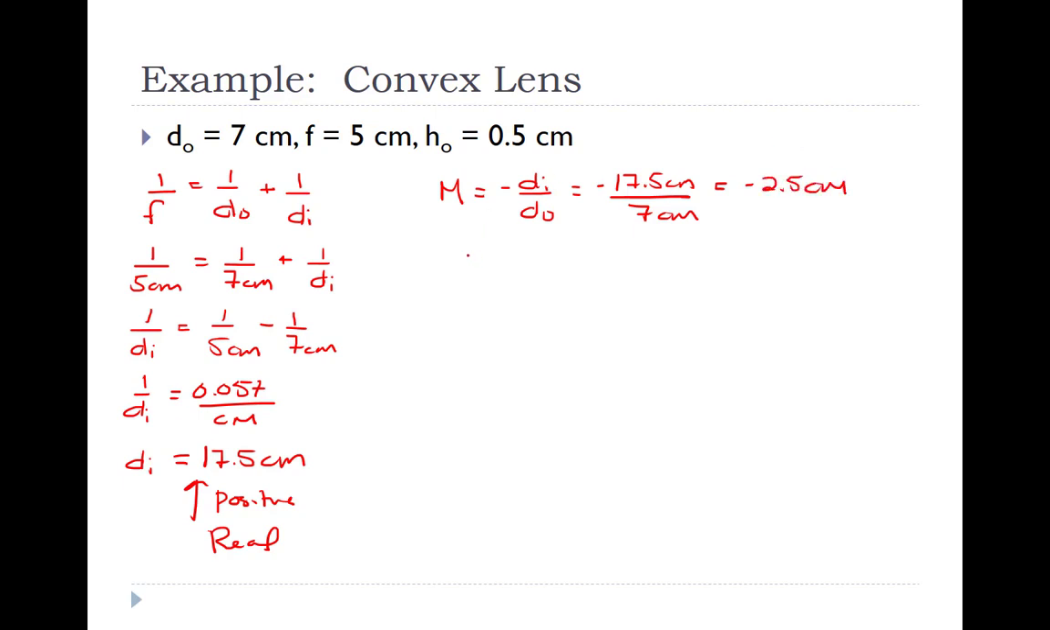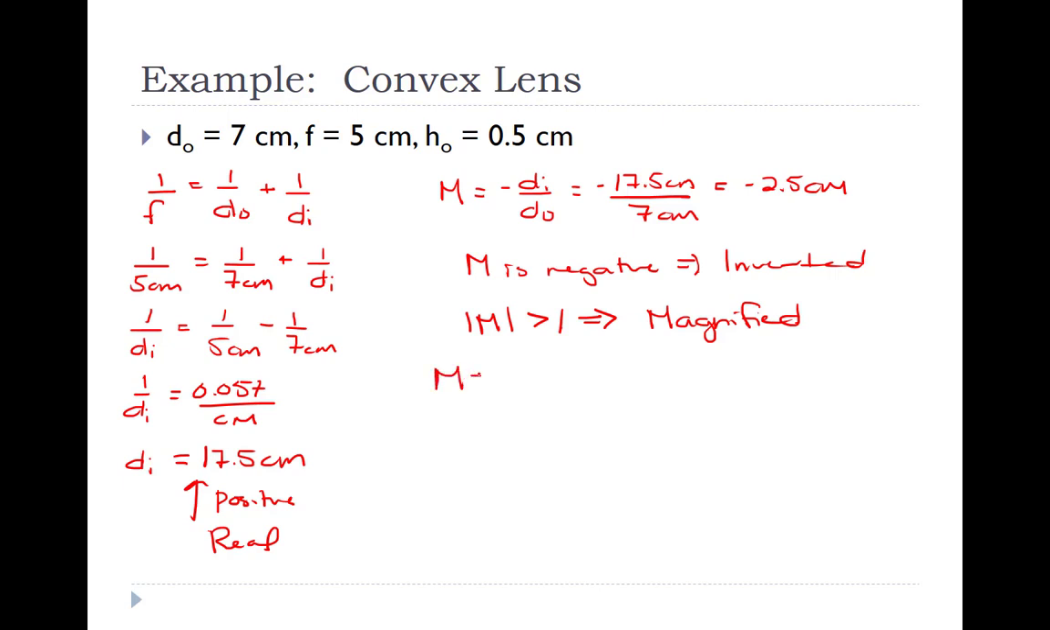And now I see m is negative. That tells me my image is inverted. So if I were to image a tree, the tree would look like its roots are in the sky and the leaves are heading towards the ground. It's upside down. I also see that the absolute value of m is greater than 1. Therefore, this is going to be a magnified or enlarged image.